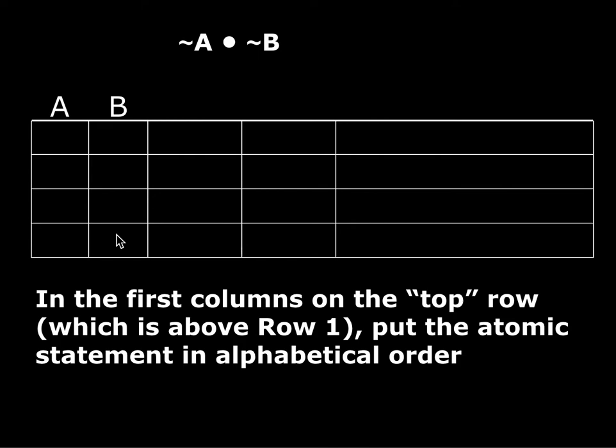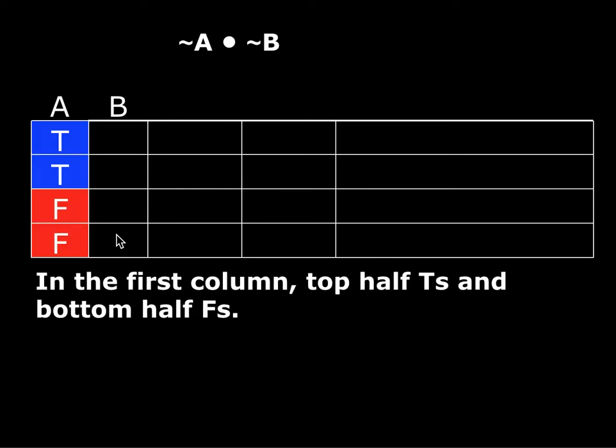That's easy to do if there are 4, but what if there are 8 or 16 or 32? How do you know you've got all combinations? Here's how you do it, even if you only have 2 or 4 rows. Just follow this recipe. In the first column for your first atomic statement, you make the top half trues and the bottom half Fs. There's always going to be an even number of rows because the number of rows is 2 to the n power, and that always gives you an even number.